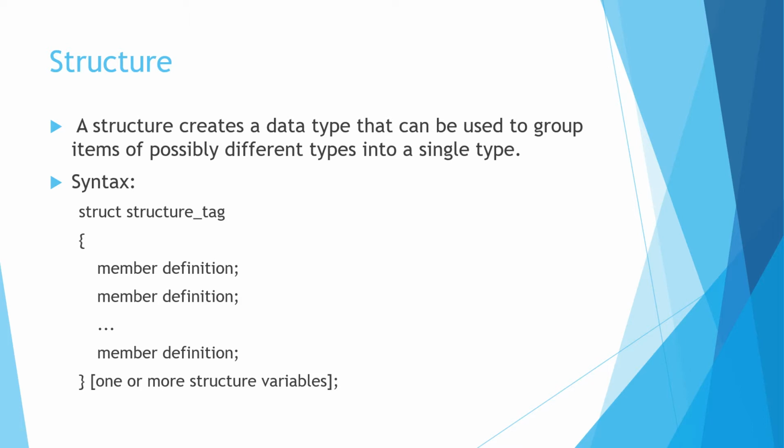You can see we have struct, the structure tag, and within the curly braces you have the member definitions or member declarations, and at the end you can specify the structure variables and then a semicolon.